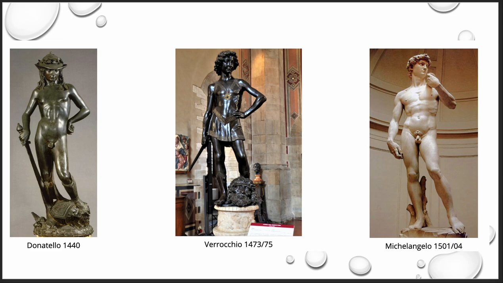We look at Verrocchio, and same thing in terms of the timing here. We see Goliath's head at his feet, so Goliath's already been slain. But look at the posture and look at the age difference. He looks more like an adolescent and less like a child. David looks more confident. He's a little more muscular. He's got a hand on the hip. He just looks more confident.